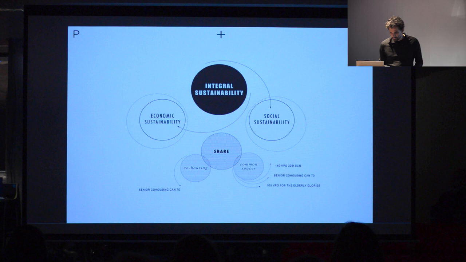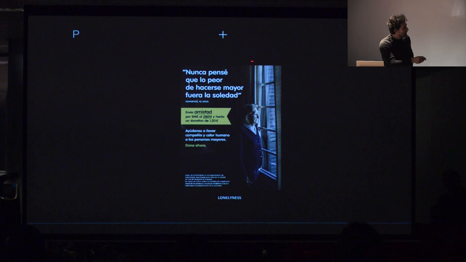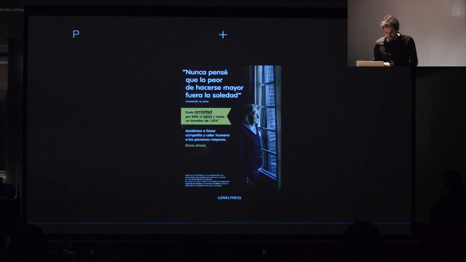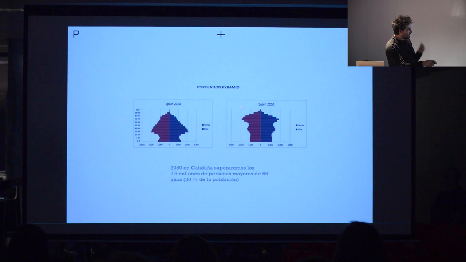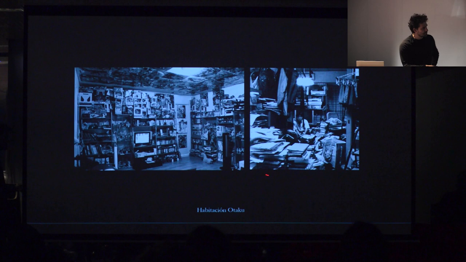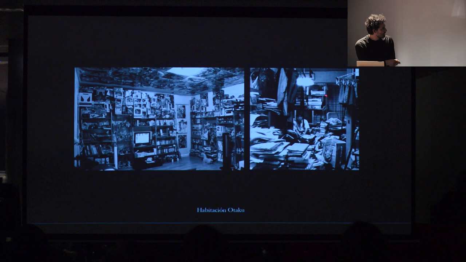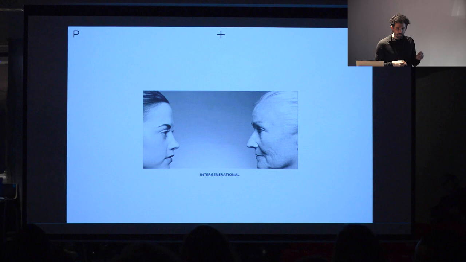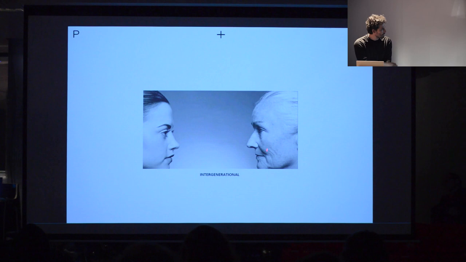And finally, this idea of sharing, when we want to be economic and social at the same time. This is an advertisement we have in Barcelona Metro that says, "I never thought that the worst of getting aged was the loneliness." So actually, this is one of the major problems that we have. And mainly in Spain, we have this inverted population pyramid. But it's not only affecting the aged people. Also here we see the loneliness of the Japanese teenagers. So that's why this idea of the intergenerational house is an opportunity, maybe, to solve something else, so we can go against this loneliness.